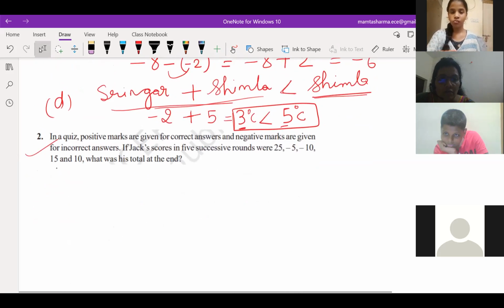Ma'am, this is easy because minus 15 and 15 are cancelled, and 25 plus 10 is 35. What is the total? Total means add. Minus 15 and 15 are cancelled. 25 plus 10 is 35. Fatima, the total is 35, ma'am.